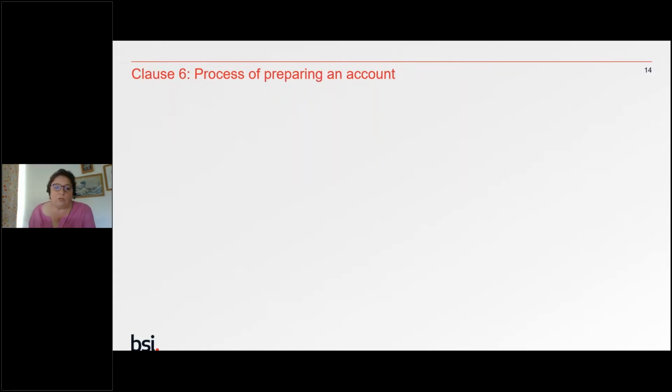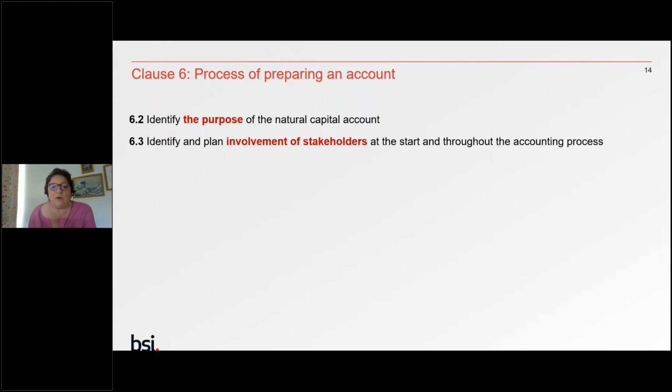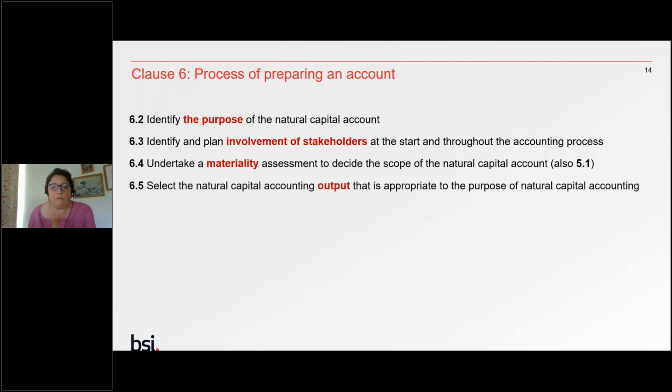The two most important clauses of the standard are clause 6 and 7, really. 6 gives us an understanding of what the process should be. And the process starts with identifying the purpose of the accounts. Because accounting is flexible, it needs to be very clear what decisions it is being produced to support.